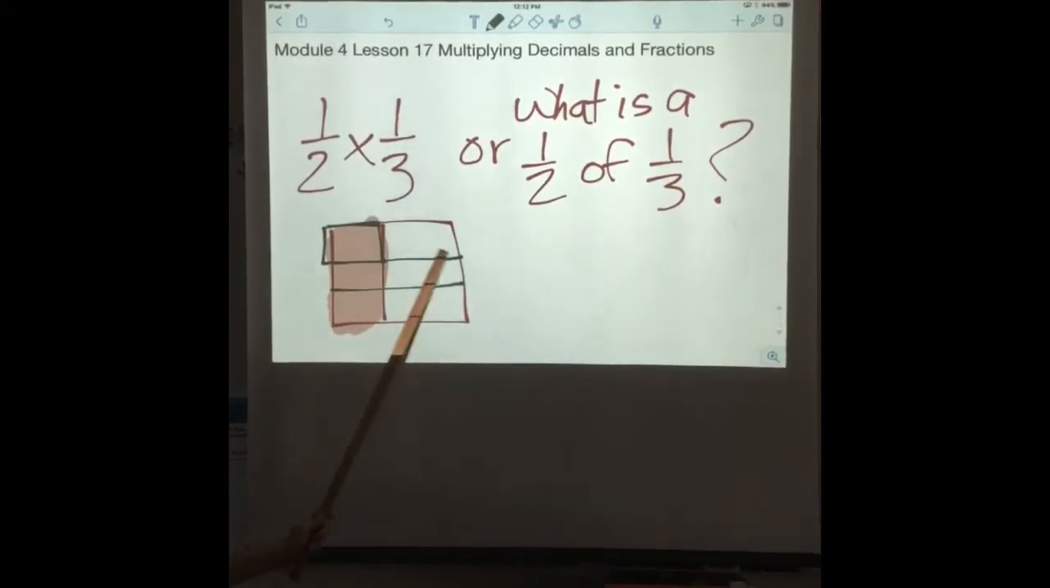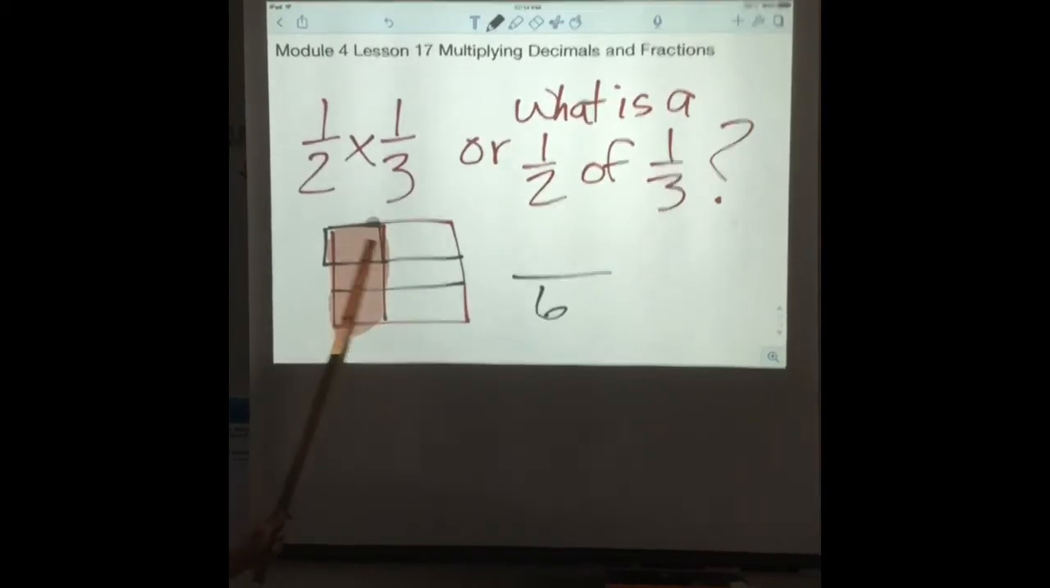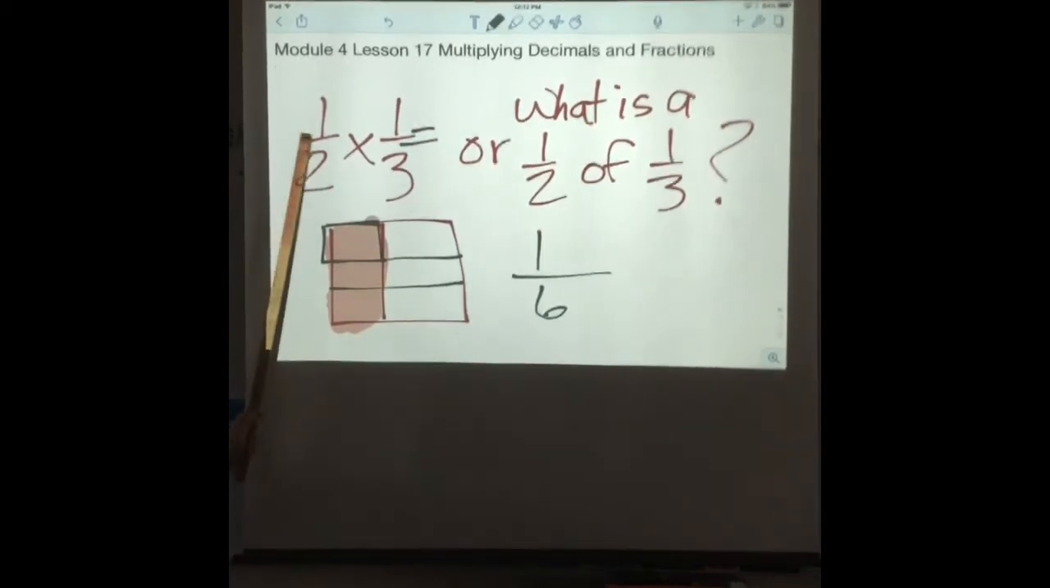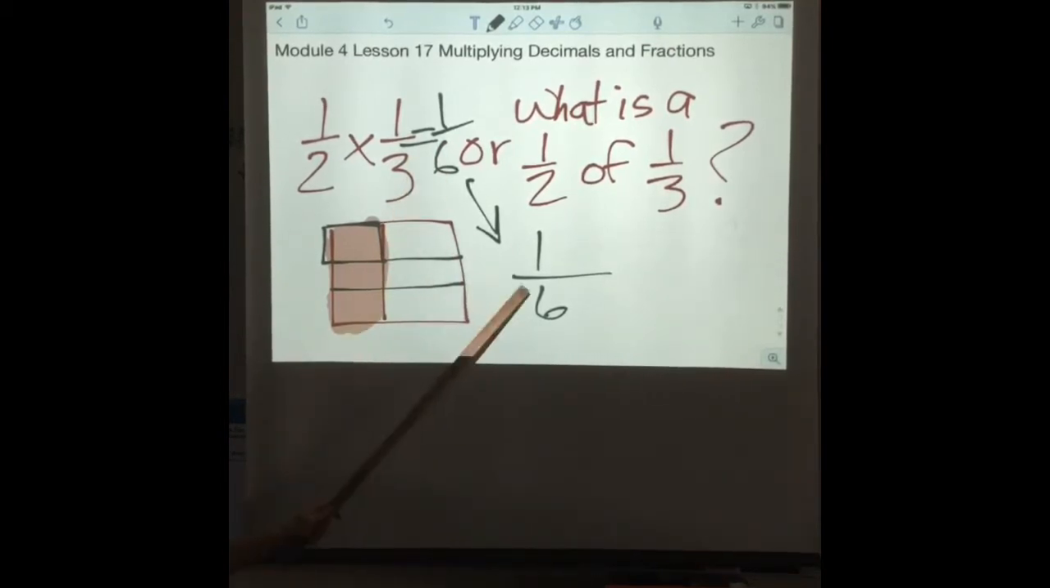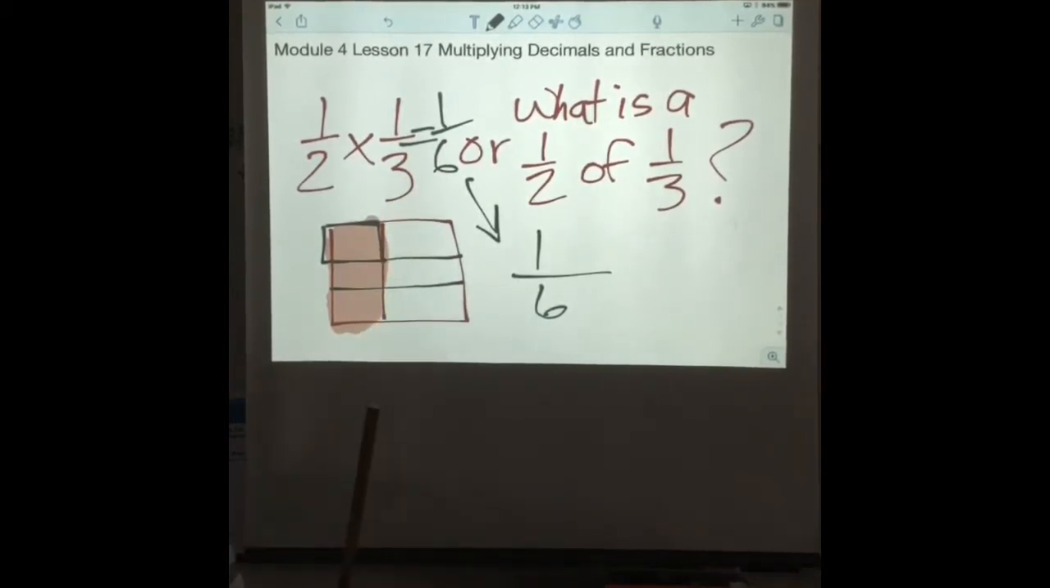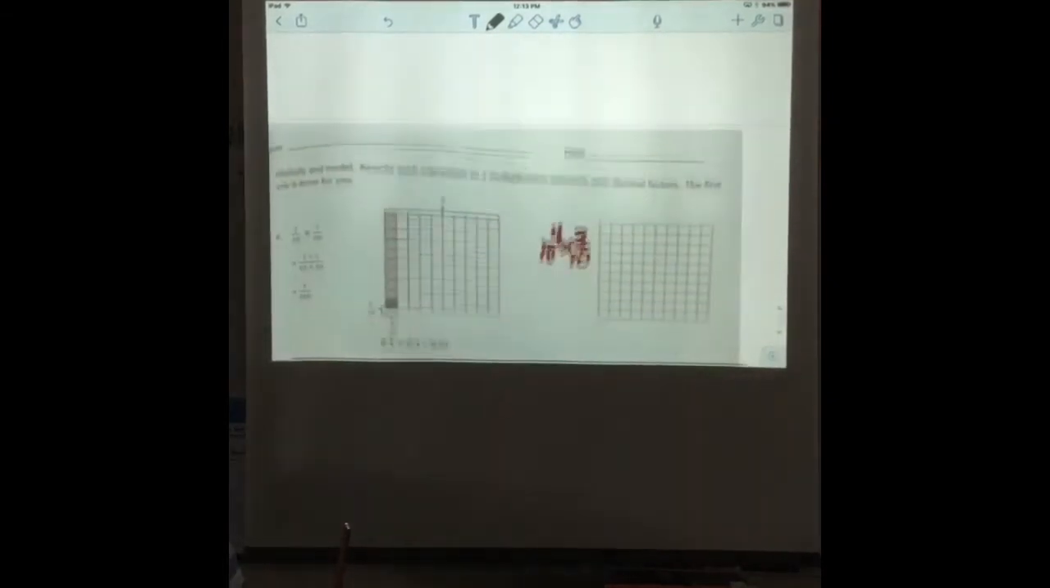So now, how many boxes do I have total? I've got 1, 2, 3, 4, 5, 6. So our bottom number is going to be 6. And how many of them are in this third one? So it'd be 1/6. Now if I multiply these straight across, 1 times 1 is 1, and 2 times 3 is 6. So that is the same as that. Now that's our concept for what we want to do with today's lesson.